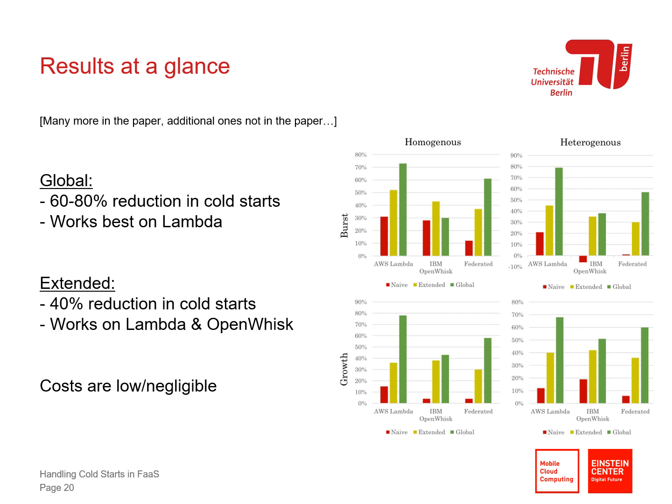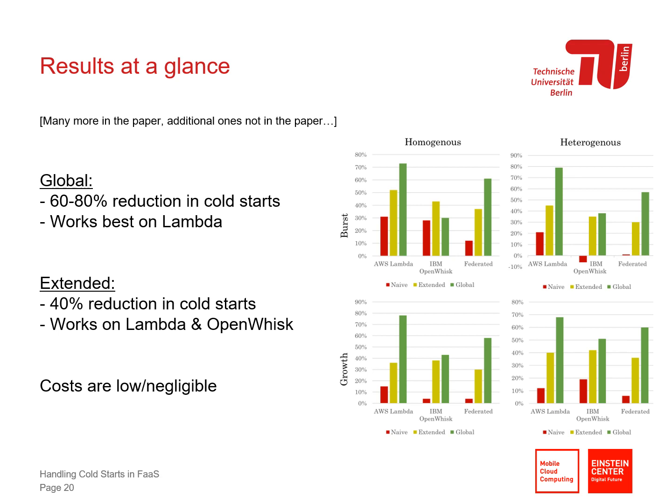Overall, the global approach managed to achieve a 60 to 80% reduction in cold starts on AWS Lambda. On OpenWhisk, it ran into problems because OpenWhisk uses a queuing feature. This meant that some of the hints actually ended up being queued instead of causing the desired cold start. The extended approach, in contrast, managed to achieve a 40% reduction in cold starts across all experiments and across both platforms.